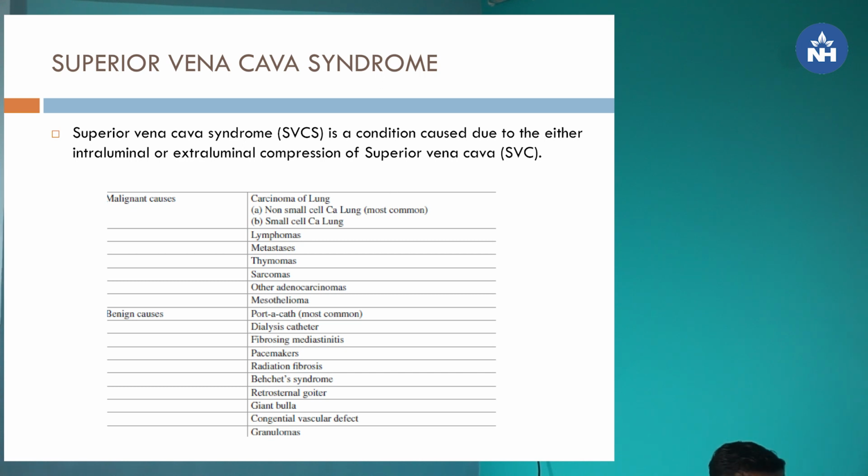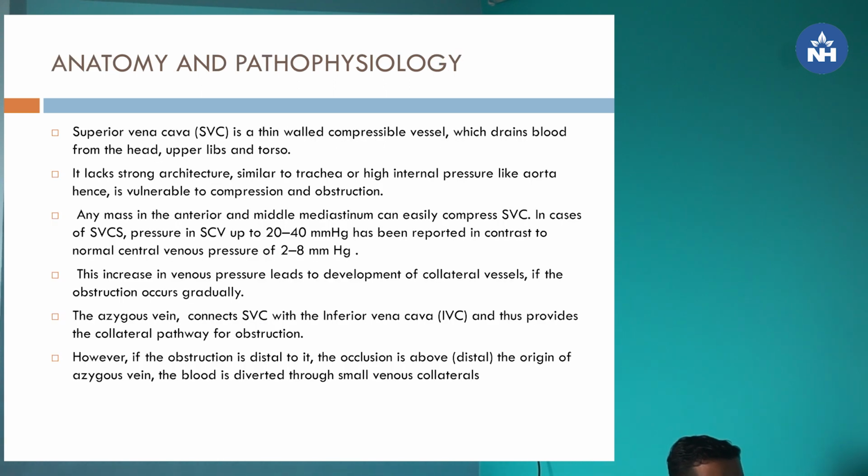Now the superior vena cava syndrome. The superior vena cava syndrome is a condition which is caused either due to the intraluminal or extraluminal compression of the superior vena cava. This is the anatomy of the superior vena cava. The superior vena cava is a thin-walled compressible vessel which drains the blood from the head, limbs and the torso. It lacks strong architecture similar to the trachea or high internal pressure like aorta, hence it is vulnerable to compression and obstruction. Any mass in the anterior and medial mediastinum can easily compress the superior vena cava.